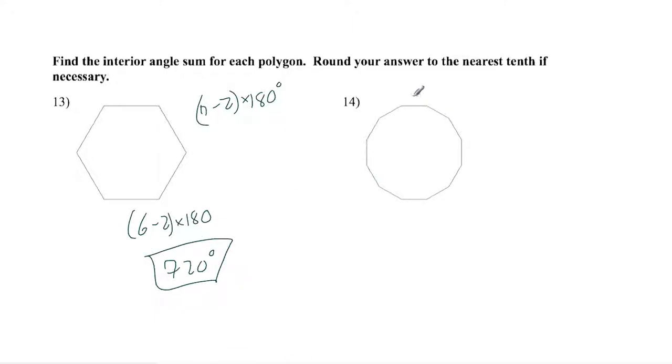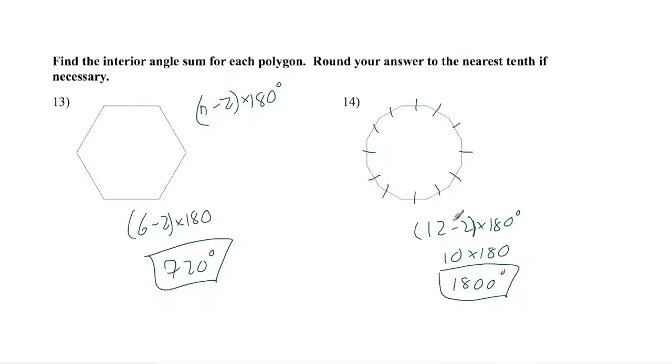The hardest part about 14 here is trying to figure out how many sides there are. So 1, 2, 3, 4, 5, 6, 7, 8, 9, 10, 11, 12. So we're going to have 12 minus 2 times 180 degrees. And so this is just 10 times 180. So that's going to be 1800 degrees for the sum there.